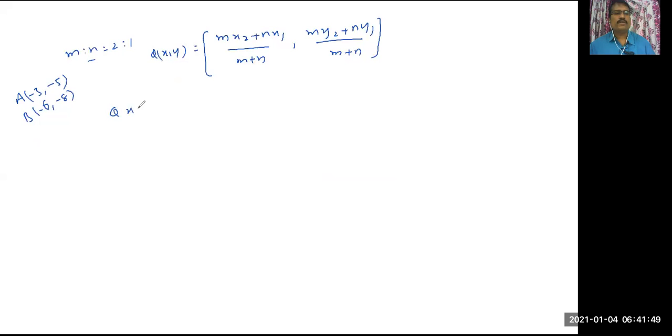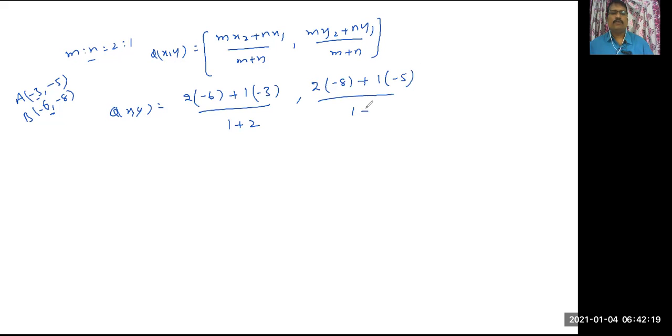So Q of x, y is equal to m x2 here minus 6 plus n x1, that is minus 3, by 1 plus 2. Next, m y2 as usual, 2 into minus 8 plus n y1, 1 into minus 5, by 1 plus 2. So 2 into minus 6 is minus 12 plus minus 3 by 3, minus 16 plus minus 5 by 3.